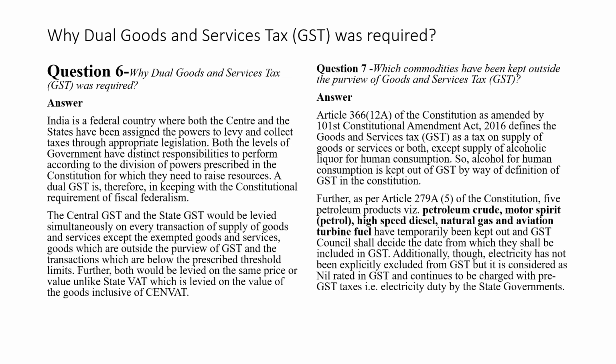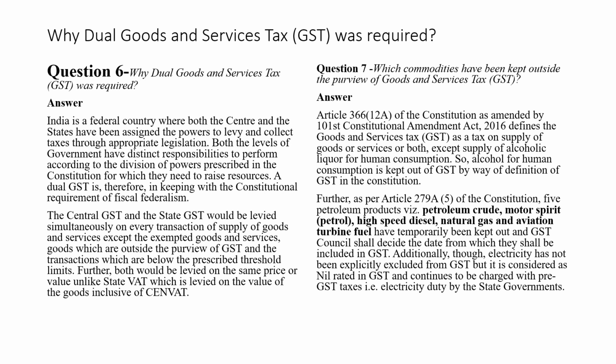The central GST and the state GST would be levied simultaneously on every transaction of supply of goods and services, except the exempted goods and services, goods which are outside the purview of GST, and the transactions which are below the prescribed threshold limits. Further, both would be levied on the same price or value, unlike state VAT, which is levied on the value of goods inclusive of central excise.